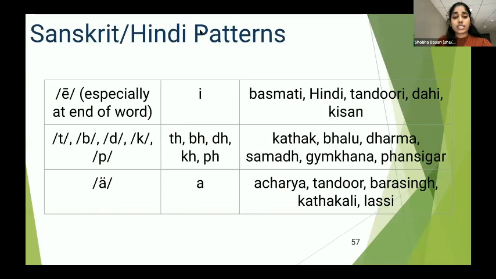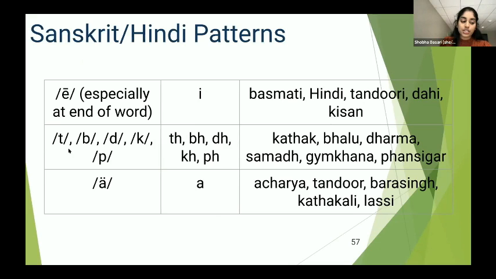Okay, the next language we have is Sanskrit and Hindi. For these words, also again, relatively straightforward, relatively phonetic, but a couple of tricks, especially the second language pattern we'll talk about in a second. The E sound in Sanskrit and Hindi is spelled with an I. So Basmati, Hindi, Tandoori, Dahi, and Kisan are all spelled with an I.